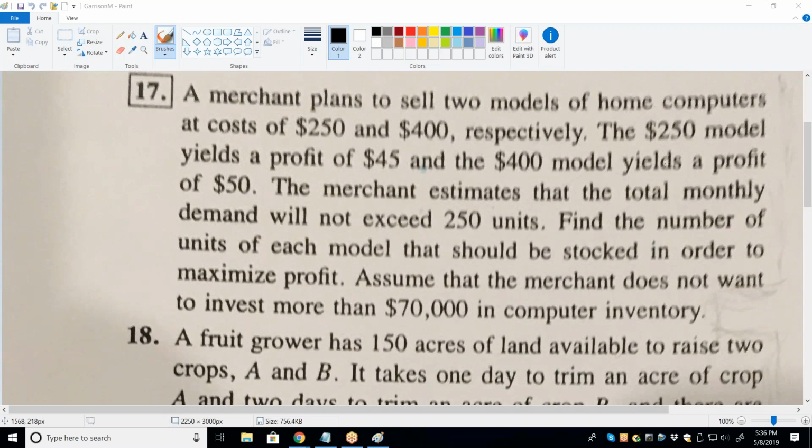These are what are called optimization problems. Optimization problems. I'm trying to think of the term, linear programming is what this is called. Linear. Now, oddly enough, this is the very first thing they start off on in Algebra 2.